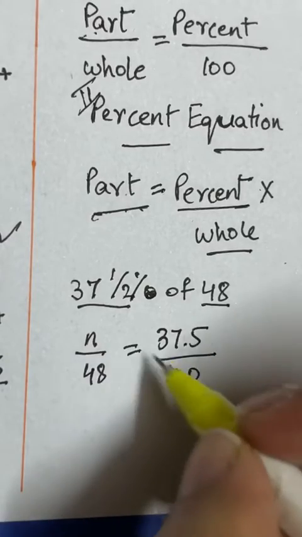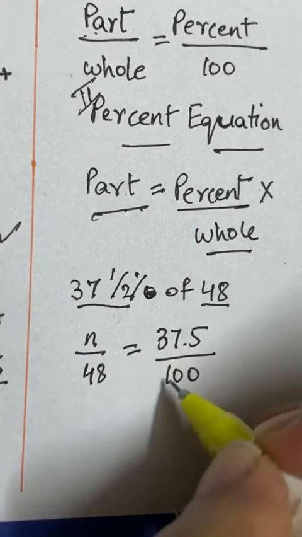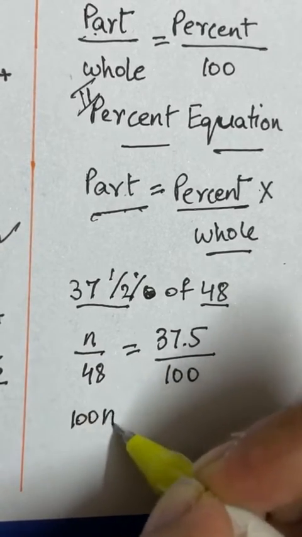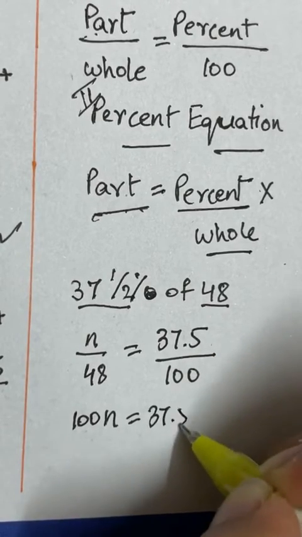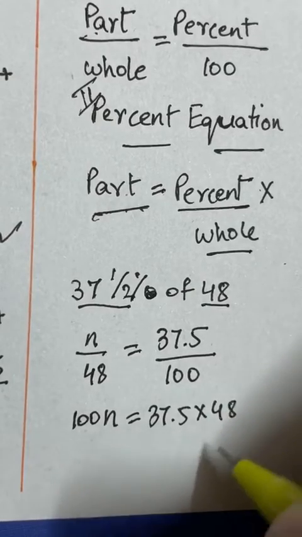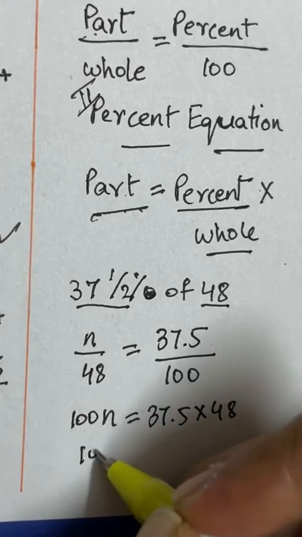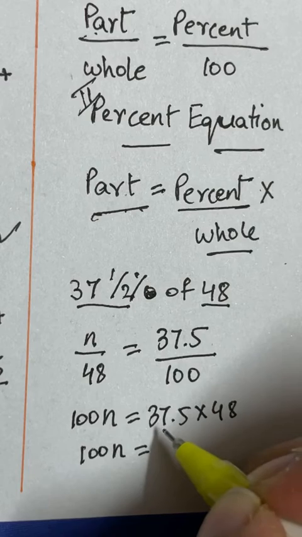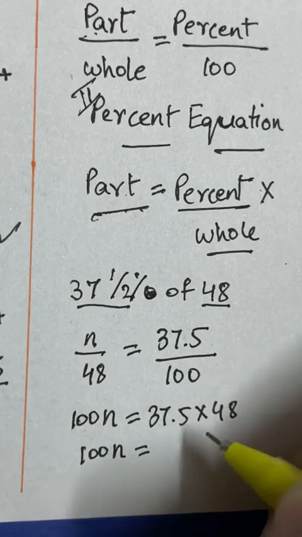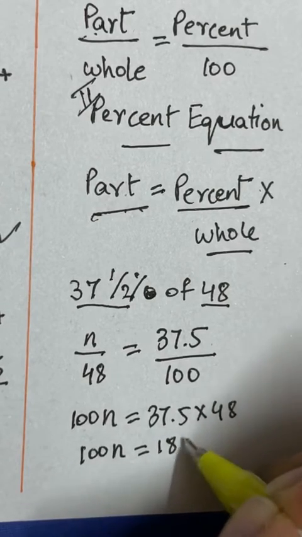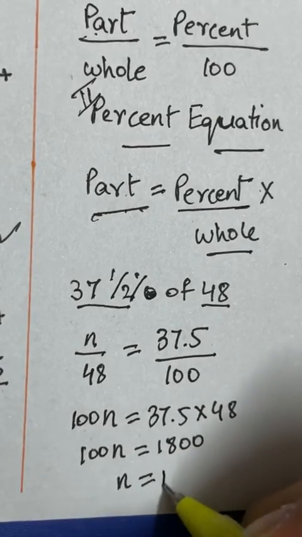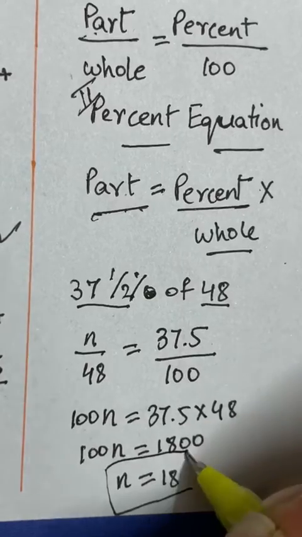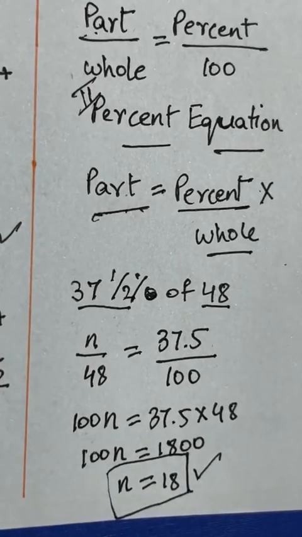And what do we do? Just cross multiply. n times 100, that's 100n, is equal to 37.5 times 48, and 37.5 times 48 is 1800. Divide both sides by 100. You are just left with n is equal to 18. That's your answer. Okay, let's check out another example on that.